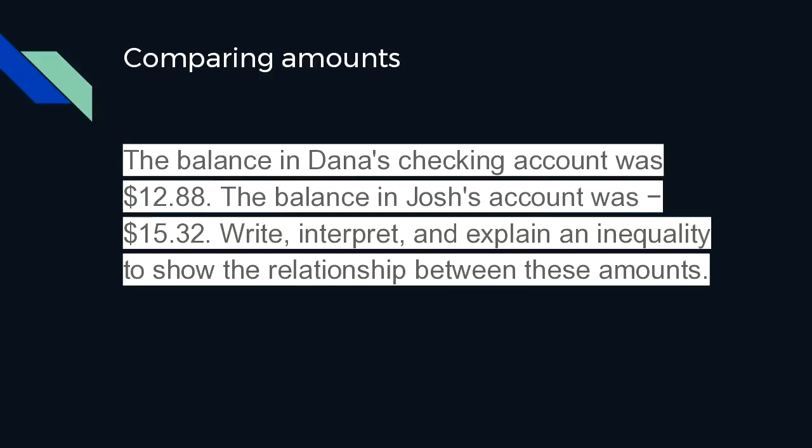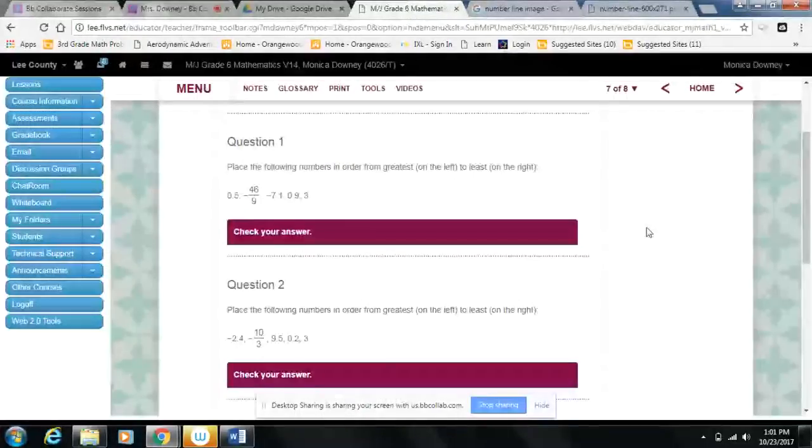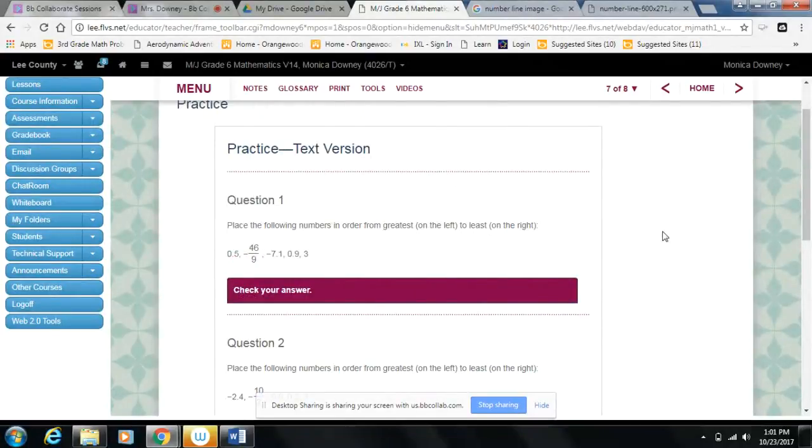Okay, so before we go, we're going to do a couple of practice questions in your notebook, and then we'll wrap up our session. We're really close to the end. I'm going to share my screen with you, and this is actually directly from your lesson, so it should help you a lot to just go through these. It's part of your lesson already. Okay, take a look at question one. Question one asks that you place the following numbers in order from greatest on the left to least on the right. So go from greatest to least, or largest to smallest. I'll give you a couple minutes to do that.